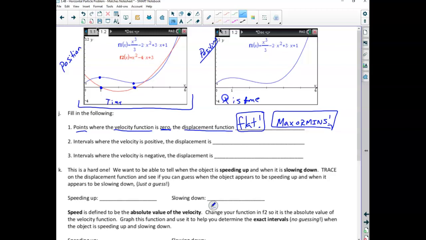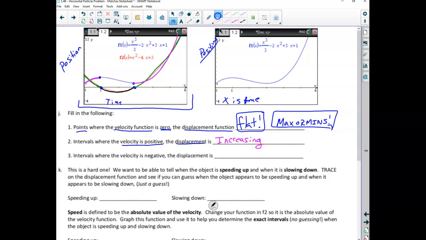Well, what are the intervals where the velocity is positive? The displacement is what? If my velocity is positive, right, because I'm above the x-axis, here my velocity is positive, correct? What do I notice about the displacement? What's going on right here? When the green is there, what is the purple doing on position? Well, yeah, you guessed it. It's increasing. Okay?